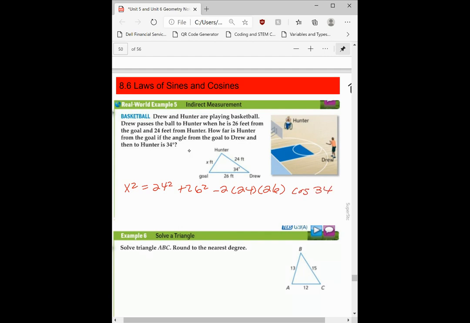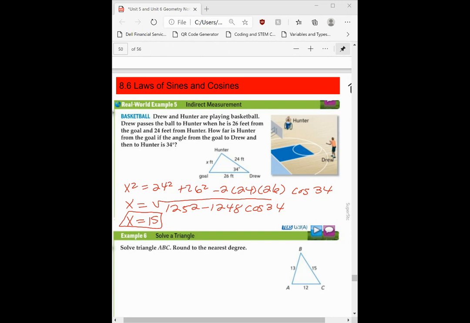So if I simplify this, I get x is equal to the square root of 1252 minus 1248 cosine 34. And I plug that into my calculator, I get x is equal to 15. So that means Hunter is about 15 feet from the goal when he takes his shot.